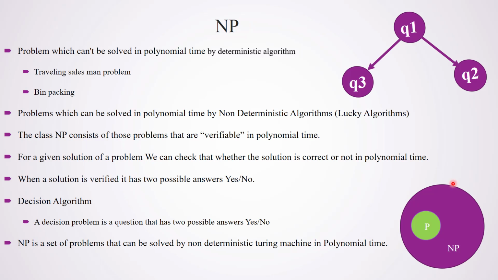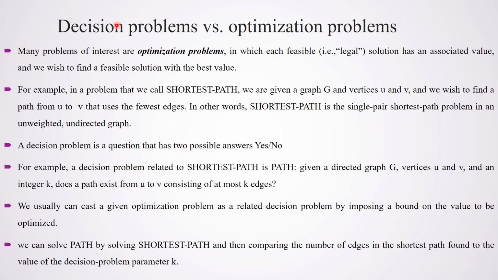Okay, next look at this Venn diagram. From the diagram it is clear that P is a subset of NP because deterministic algorithms can be considered a special type of non-deterministic algorithm. Next we are going to study two types of problems, decision problems and optimization problems. Many problems of interest are optimization problems in which each feasible solution has an associated value and we wish to find a feasible solution with the best value. So optimization problems always give some solution or value.